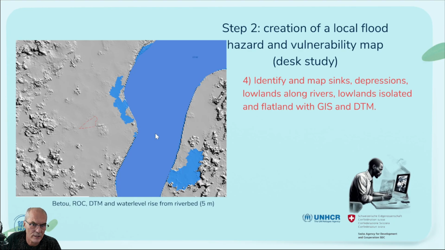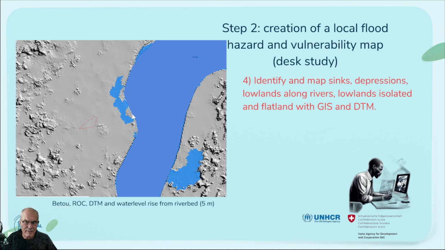elevation of my river. Now what I do, I increase the water of the river by 1 meter, 2 meters, 3 meters, 4 meters, and I see the low land along the riverbed. I know that if I increase by 5 meters the water of this river in Bentiu, this is the area which is going to be flooded first. And this one. Here I have no people, but here I have people.